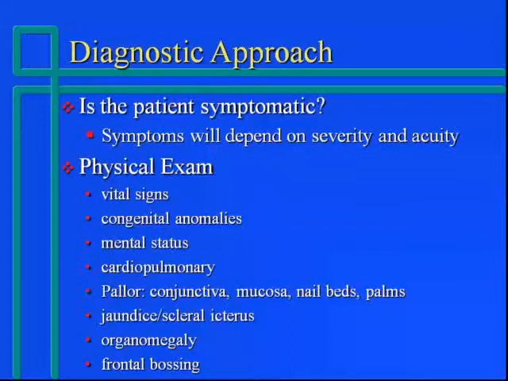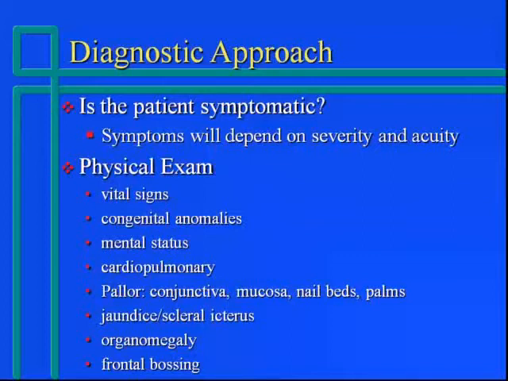Features to focus on in the physical examination: vital signs, of course, the presence of congenital anomalies, including short stature, the mental status of the patient, particularly in the case of a child with severe anemia, where we're trying to make decisions about whether transfusion is indicated, the cardiopulmonary status, including looking for signs of congestive heart failure.